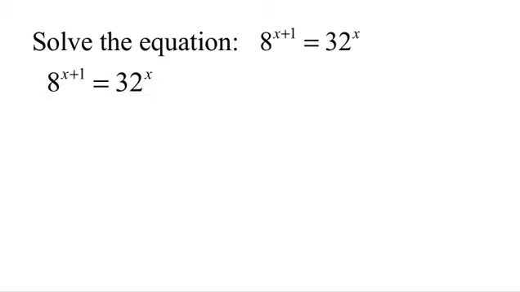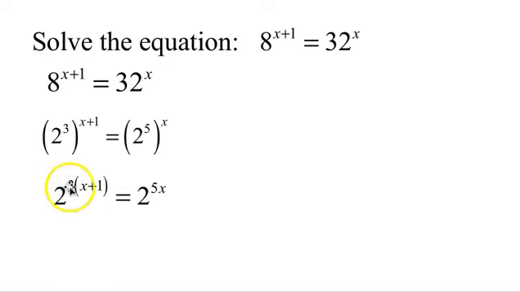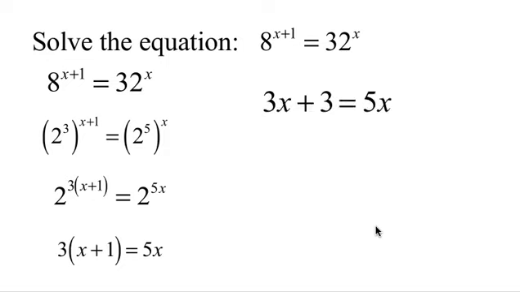So I can rewrite this as 2 to the 3rd raised to the x plus 1 power equals 2 to the 5th raised to the x power. Then we remember from basic algebra, when you raise a power to a power, we multiply the exponents. So 2 to the 3 times x plus 1 equals 2 to the 5x. If that's the case, then 3 times x plus 1 equals 5x. Distributing, 3x plus 3 equals 5x. Let's subtract 3x from both sides. 5x minus 3x is 2x, 3 equals 2x. Then divide both sides by 2, 3 halves equals x is our answer to that question.